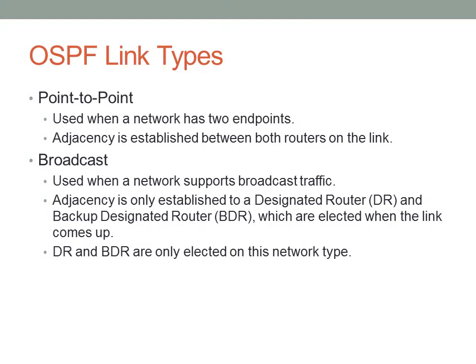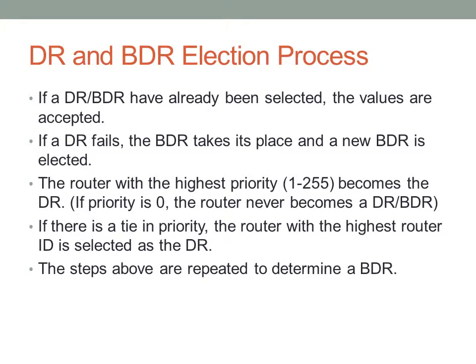And so the DR and BDR are only elected when you have a broadcast network. Now, here's the election process, and I just jotted it down here real quick. If a DR and BDR have already been selected, the values are accepted. In other words, once a DR and BDR are elected, they're not going to change until one of them goes down. If a designated router fails, then the backup designated router takes its place. That makes sense, right? And a new BDR is elected.